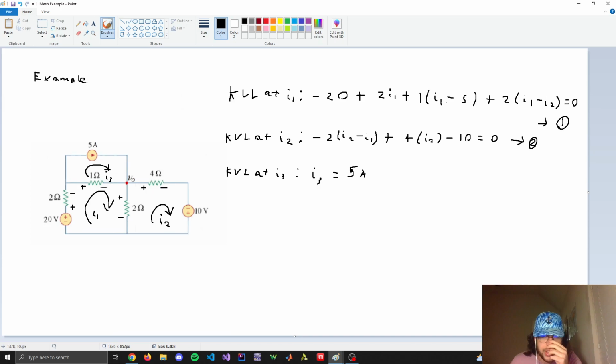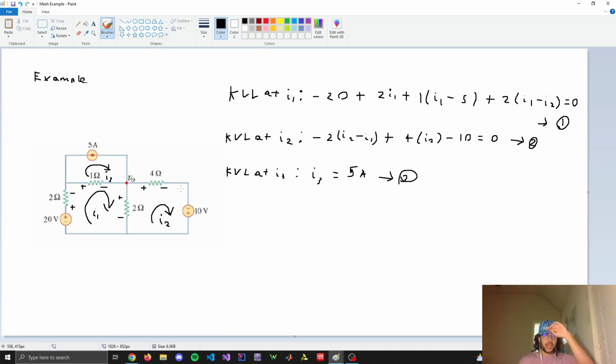So there's I3 there, which simplifies our equations. Notice that we have 3 equations and some unknowns. We had 3 unknowns, but one of them is given. So now we have 2 equations and 2 unknowns. This is equation number 3. So the unknowns would be I1 and I2.